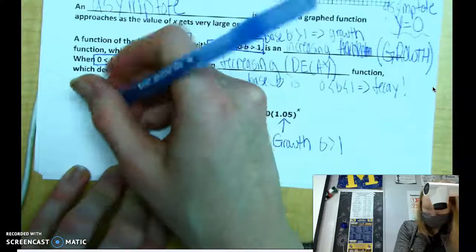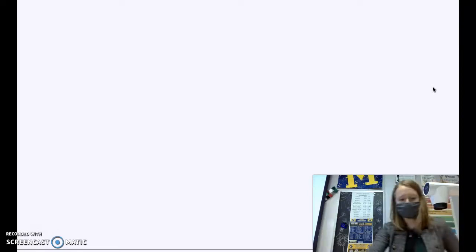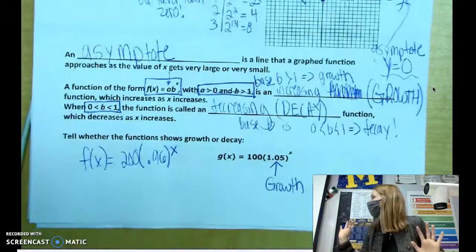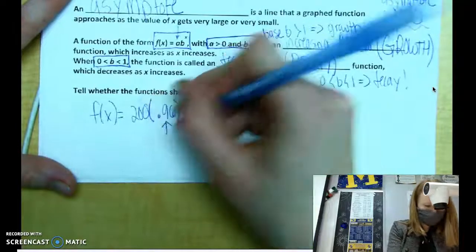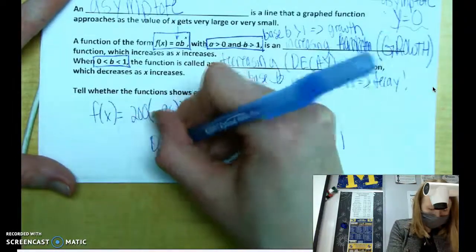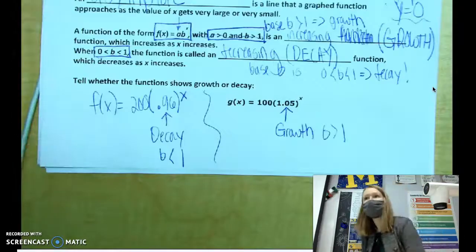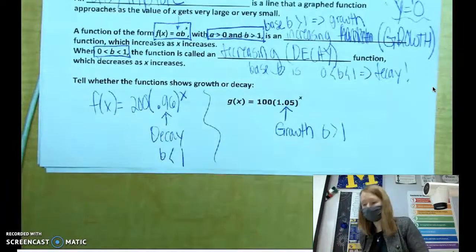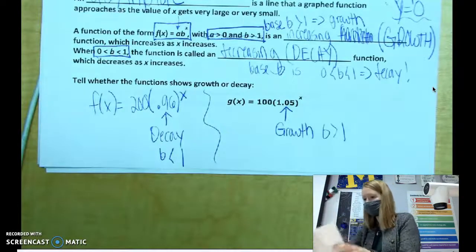If I were to give you something like this, since this number is less than 1, this would be decay because our base is less than 1, right? That number out front, that's called your initial value. We'll get there eventually. But remember, all you need to do to determine growth or decay is look at that base.